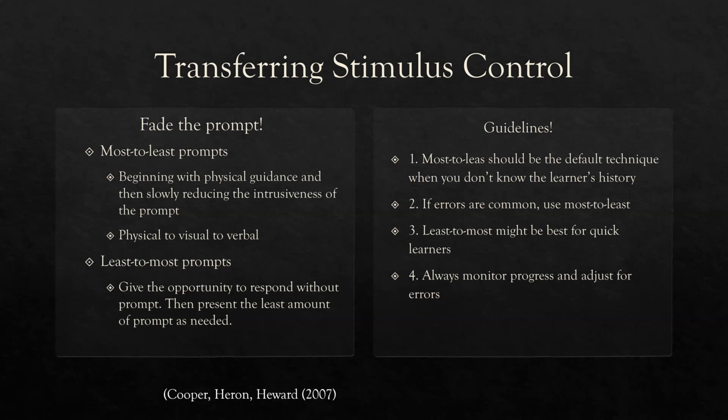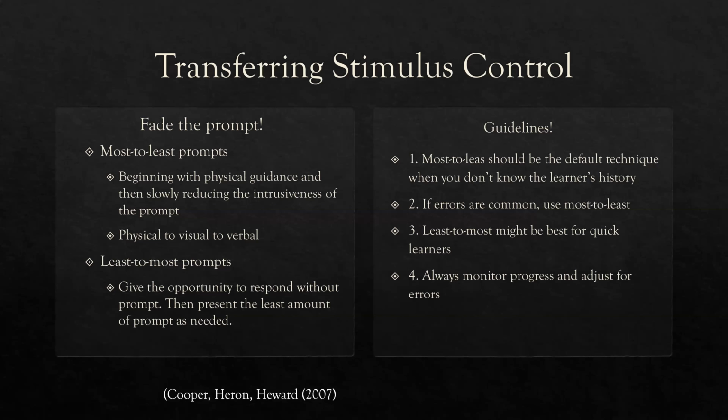Two, if errors are common, most to least. Remember, the issue with errors is they lead to more errors. And if you're teaching with errors present, they become part of our behavior chains. We're trying to eliminate errors. Most to least, full physical is a great way to eliminate errors.